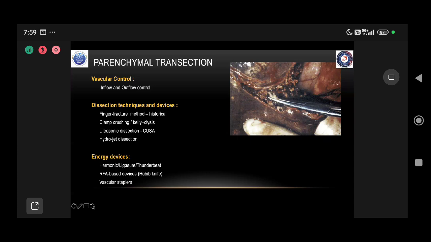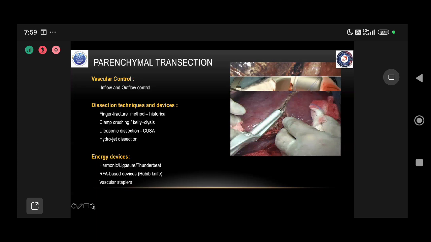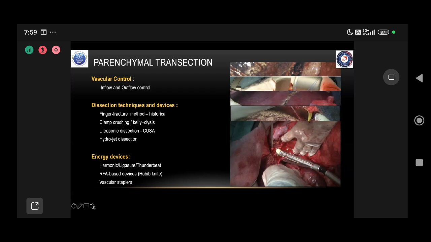So these are the various techniques which I already mentioned. You have the classical finger fracture method, to Kelly clamp crushing, to ultrasonic devices, to the water jet, and the energy devices: either the Harmonic, LigaSure, or ThunderBeat. There are in fact RFA-based techniques as well. And lastly, you can use the vascular staplers as a final step for sealing before you take out the specimen.